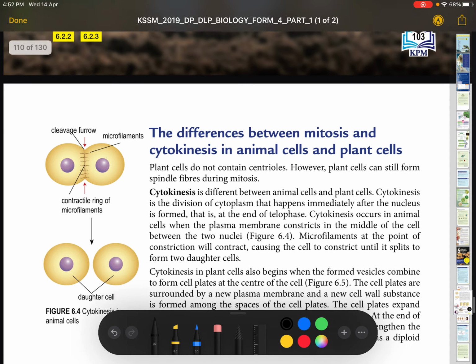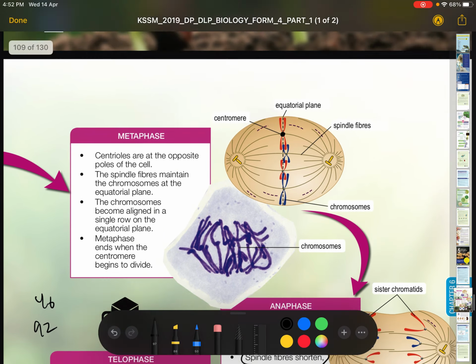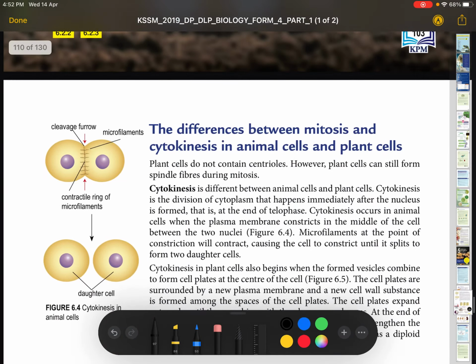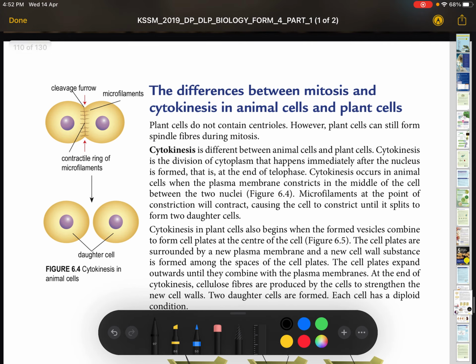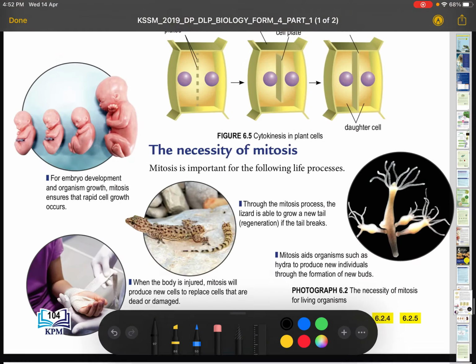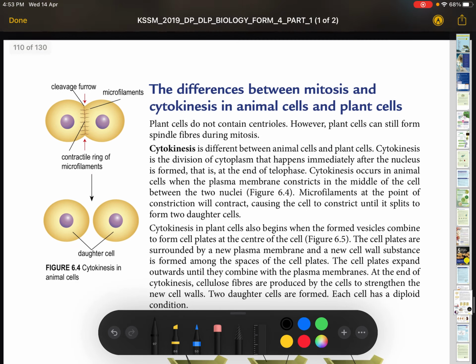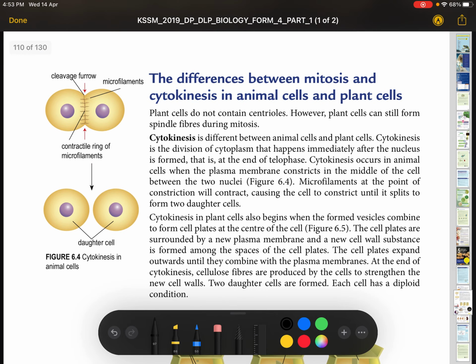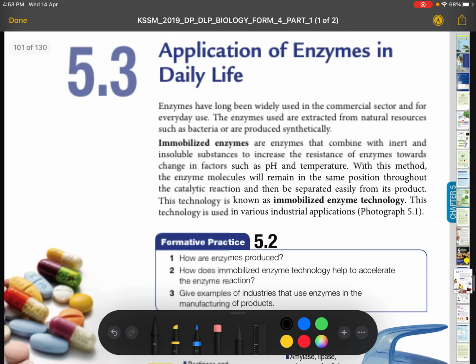So cytokinesis occurs in both plants and animals, but the main difference is plant cells do not actually have centrioles. They do not have this thing, the centrioles at the poles. But the plant cells do have spindle fibers, so they can still split up. So cytokinesis is different between animal cells and plant cells.